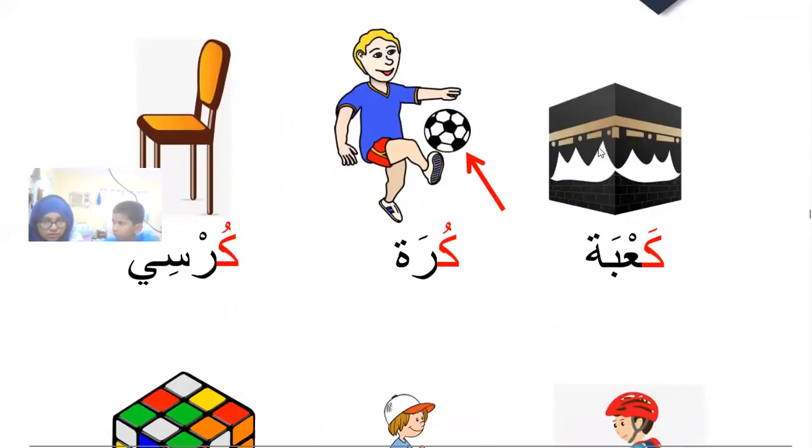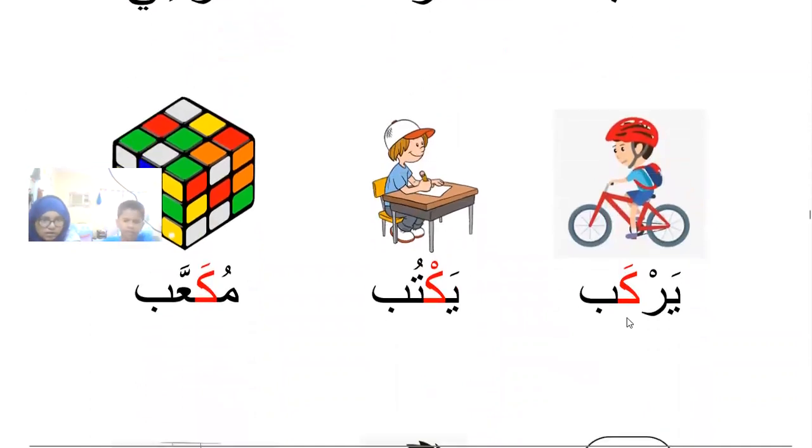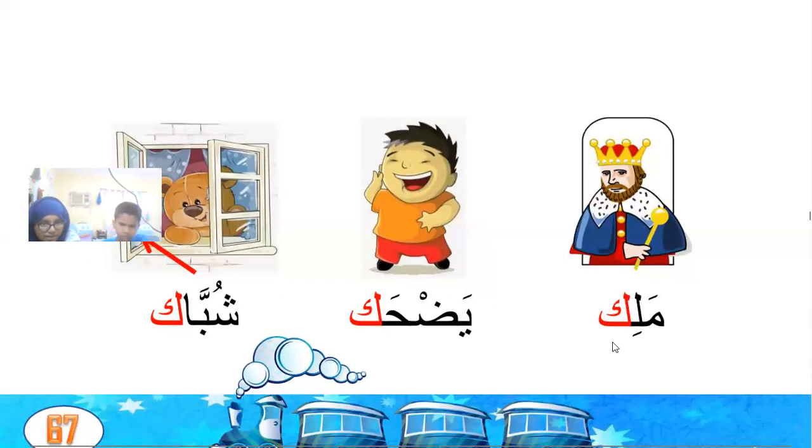Is Kaaba in English as well? Kura, ball. Kursi, chair. Yarkabu, he is cycling, he is riding. Yaktubu, he is writing. Mukaab, Rubik's cube. Malik, king. Yadhaku, he is laughing. Shubak, window. Good.